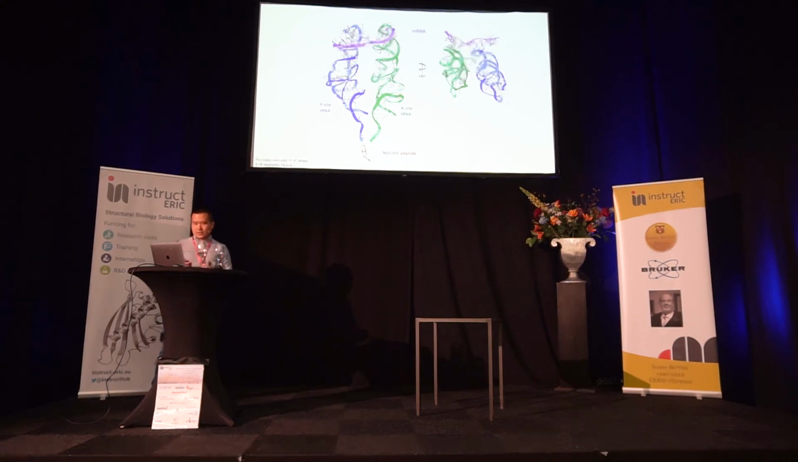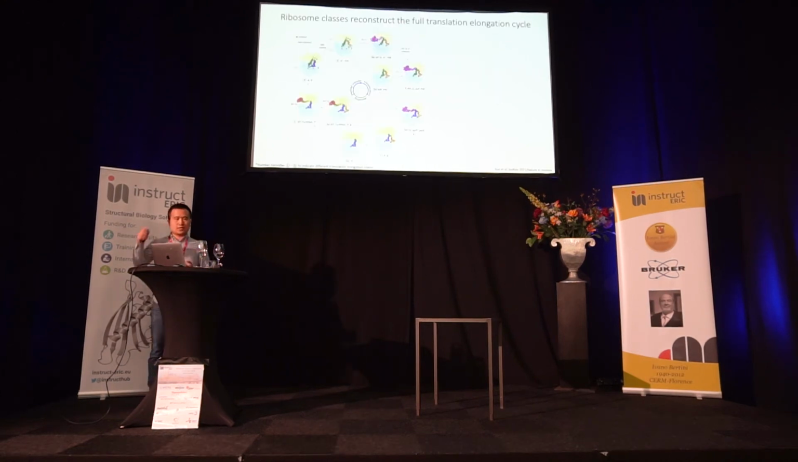So with this, we are able to build atomic models for these different translation intermediate structures characterized by different elongation factor and tRNA occupancy states. And we are also able to place them along the translation elongation cycle. So it covers the full decoding, peptide transfer, and EFG-mediated translocation stages.